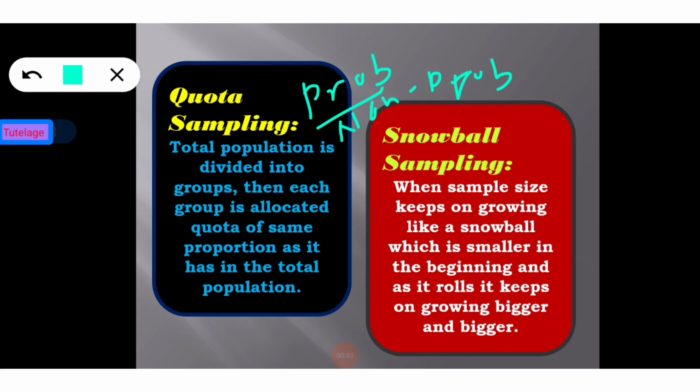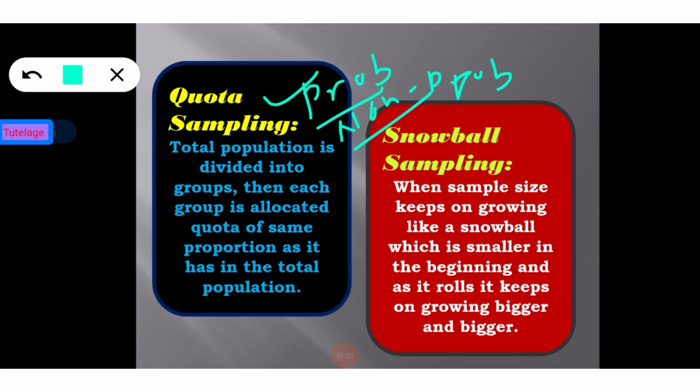On the other hand, non-probability sampling means each unit of population does not have an equal chance of selection, and selection is not random in such sampling. So quota sampling, snowball sampling, and purposive sampling are all under non-probability sampling. At first, we have to know what we mean by quota sampling.